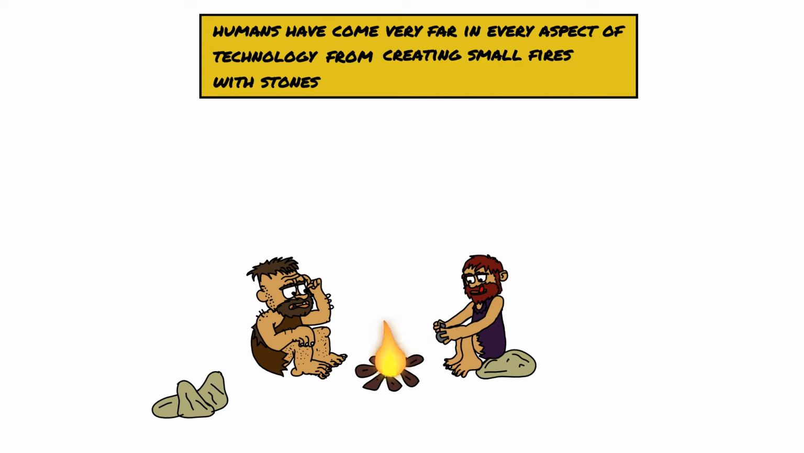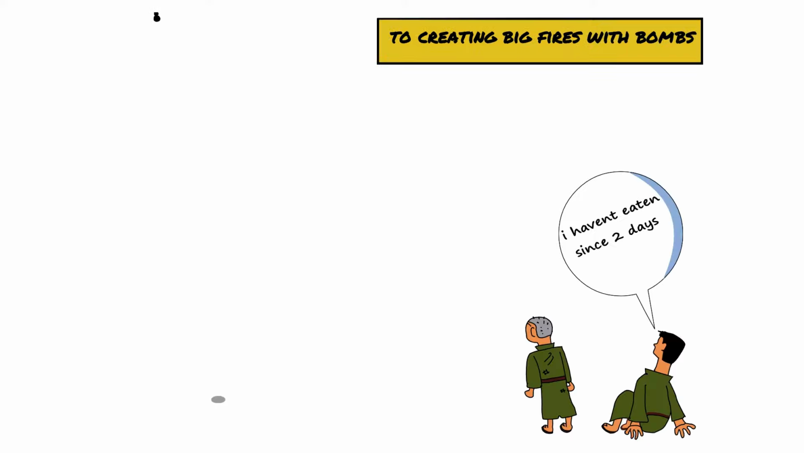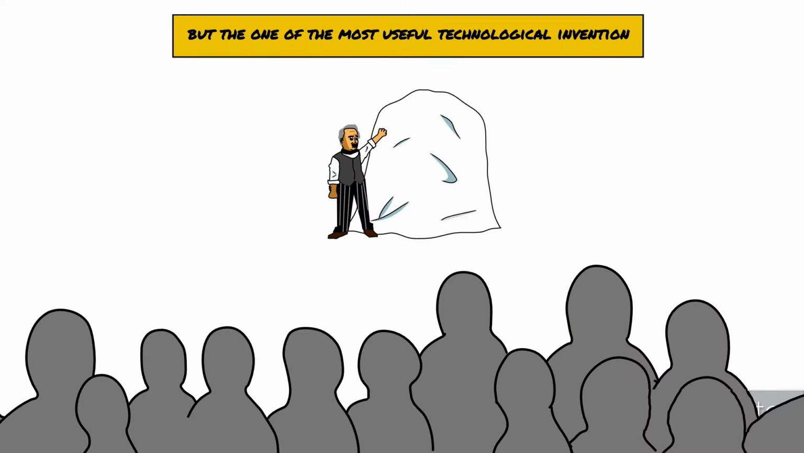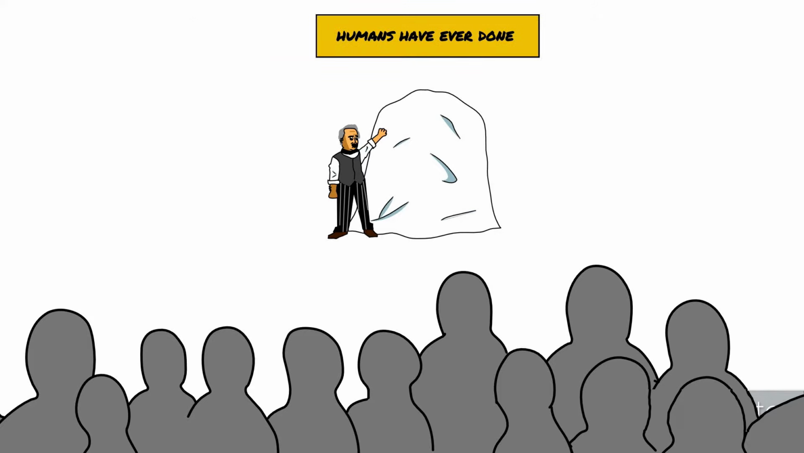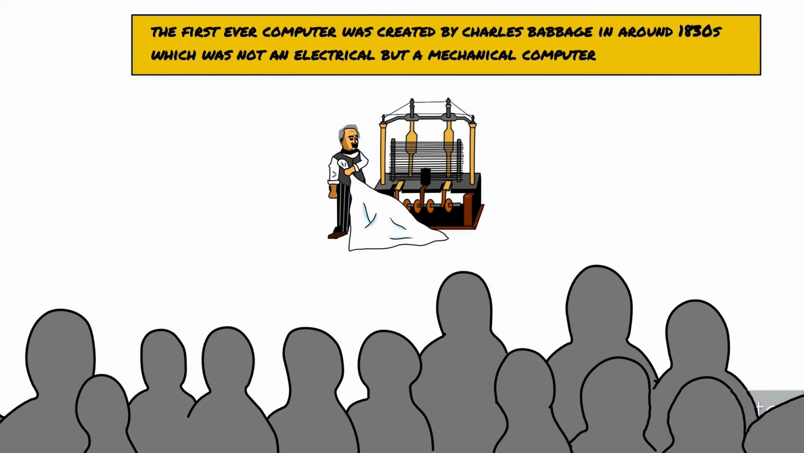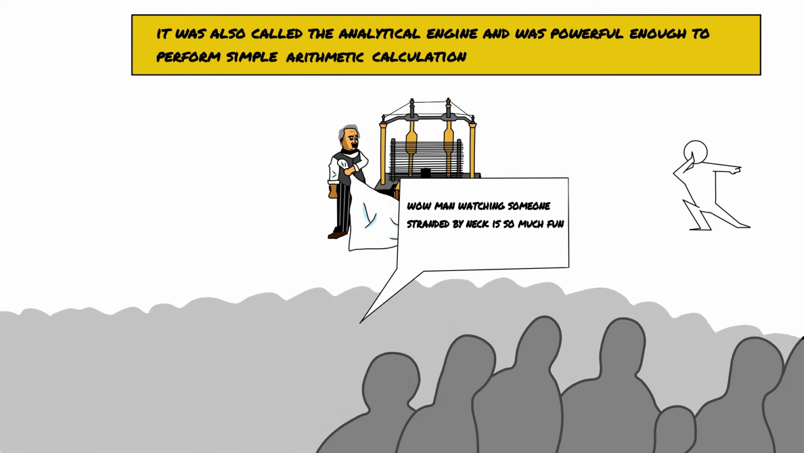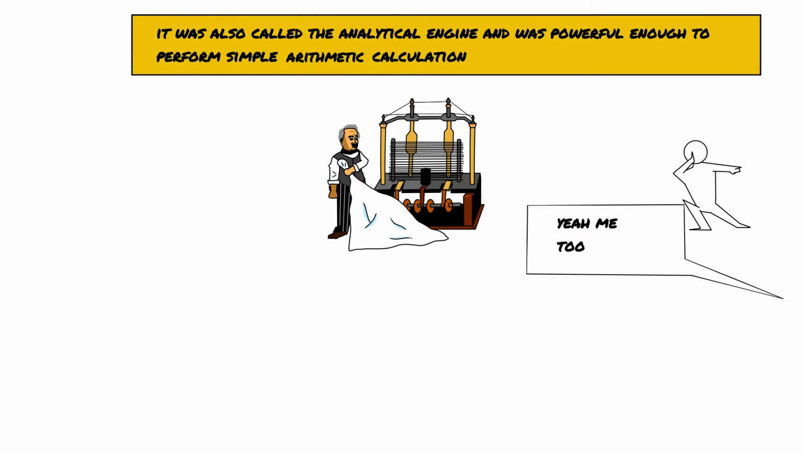Humans have come very far in every aspect of technology, from creating small fires with stones to creating big fire with bombs. But one of the most useful technological inventions humans have ever done are computers. The first ever computer was created by Charles Babbage in around the 1830s, which was not an electrical but a mechanical computer. It was also called the analytical engine, and was powerful enough to perform simple arithmetic calculation.